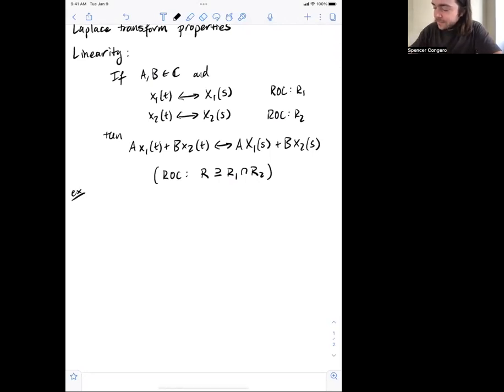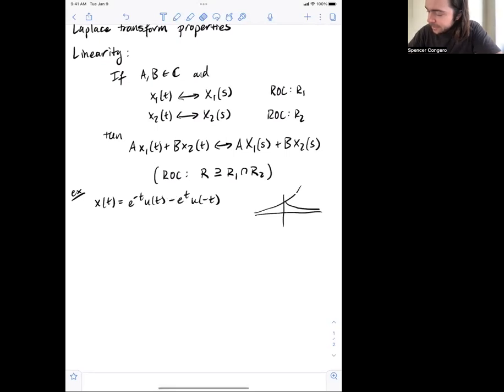Okay, well, let's see an example of this. So x of t, let's say it's e to the negative t u of t minus e to the t u of negative t. Okay, what does that look like? Well, when t is positive, I have this decaying exponential. When t is negative, without this negative sign, it would be increasing like that. Well, it's still increasing, it's just negative, so it looks like that. Okay, so this is my x of t.